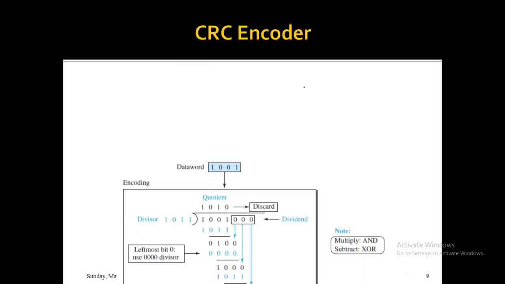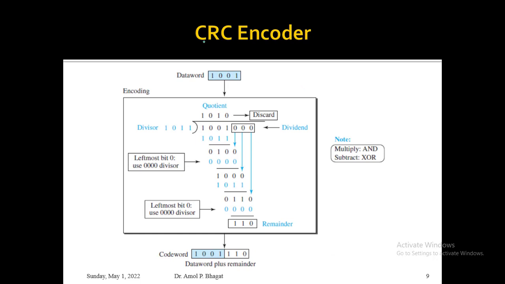As you can see here, this is the encoder. This encoder is present at the sender side. Currently we want to generate a code word for this data word, that is 1001. To generate the code word for this data word, initially I will append 000 to this data word.